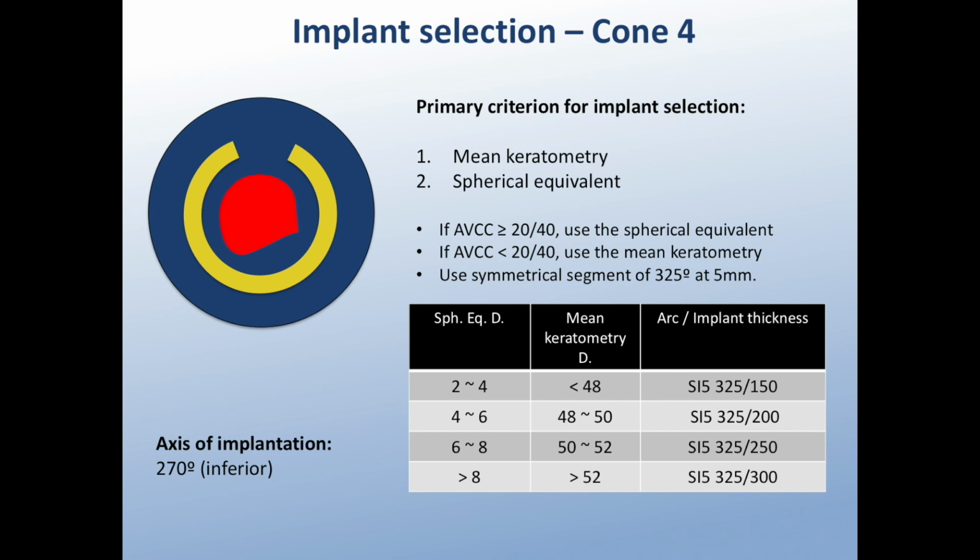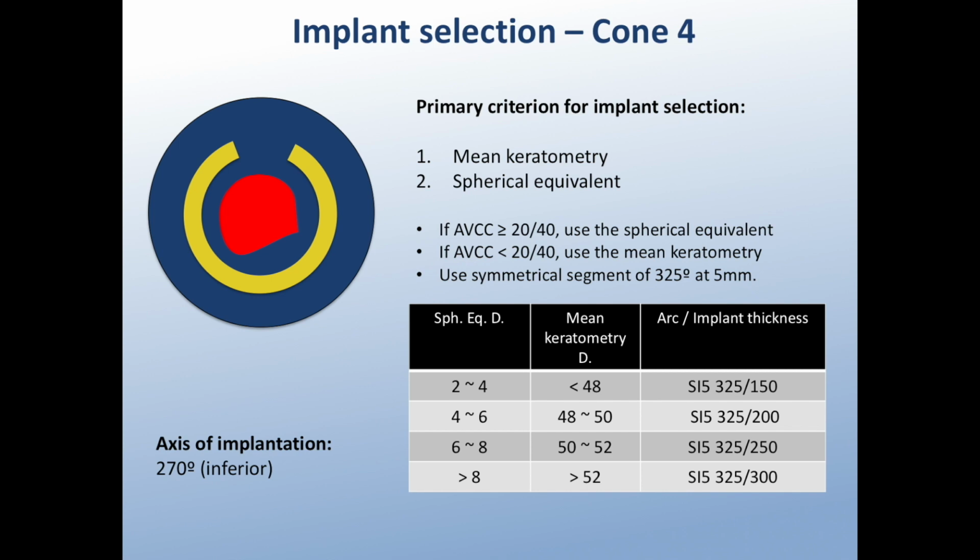The thickness of the ring is variable depending on the sphere that we must correct, and remember that the defect of sight of this type of keratoconus is spherical and myopic, so to correct 3 diopters, we put a 150, to correct 5 diopters, we put a 200, 7 diopters, a 250, and above 8 diopters, a 300. This is if visual acuity is determinable.